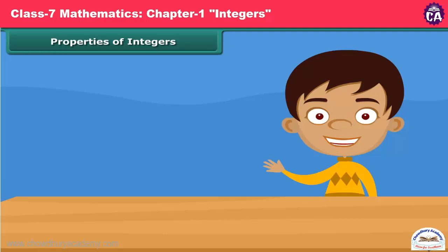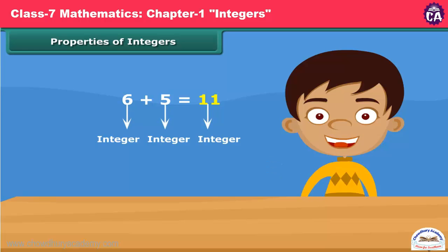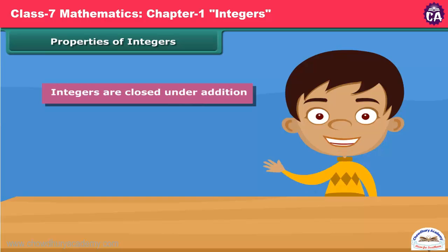From this example we can say that addition of two integers is also an integer. We can see that addition of integers gives integers. So, integers are closed under addition.